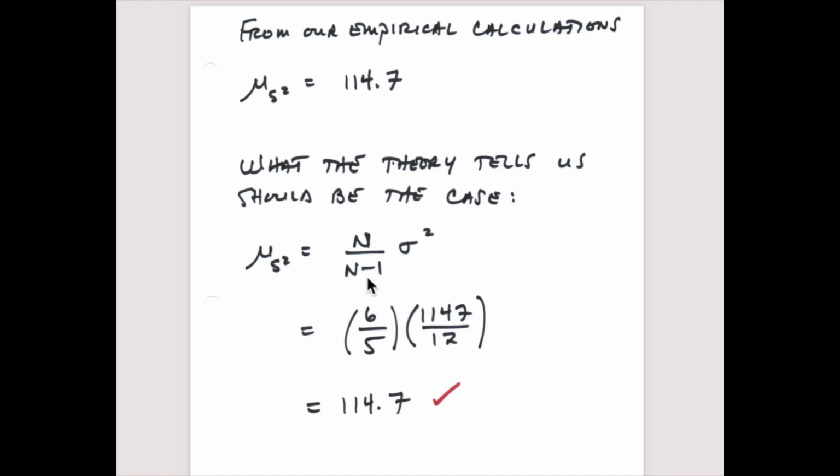Now, capital N is 6, capital N minus 1 is 5, and so according to the theory, it's 6 over 5 times the population variance, for which we can use this representation, 1147 over 12. We can see here that that is equal to 114.7, and that matches what we get empirically. So we see here that the theory is absolutely correct. Again, this is not a proof of this result in general, it's just a demonstration that the theory holds in this particular example.